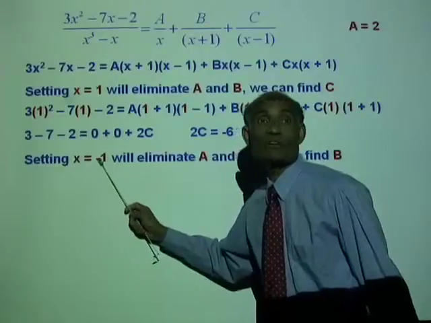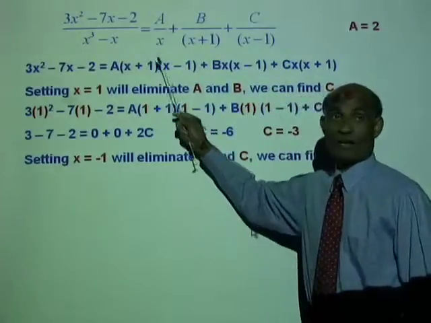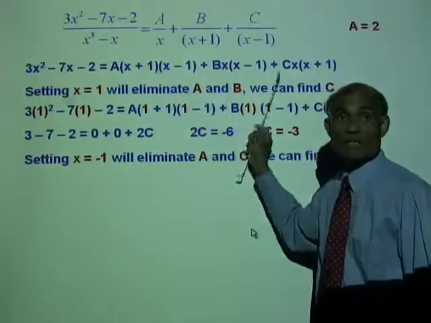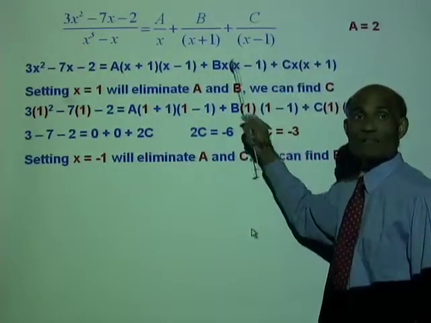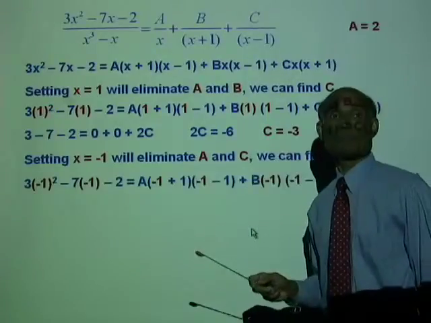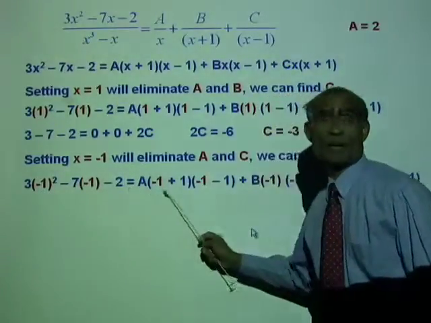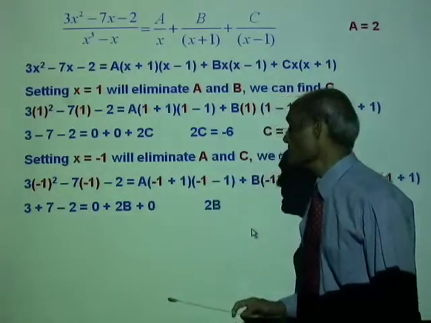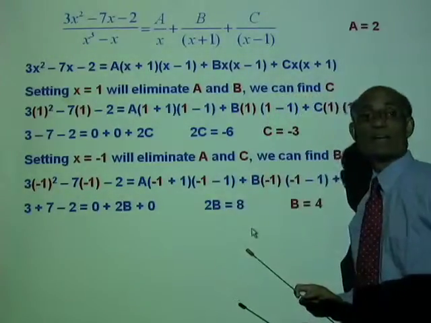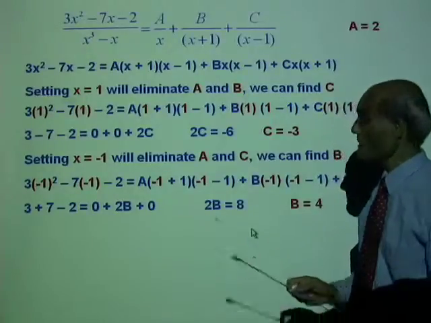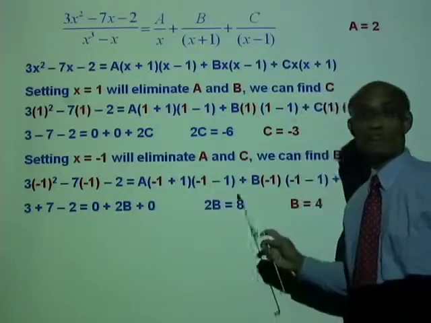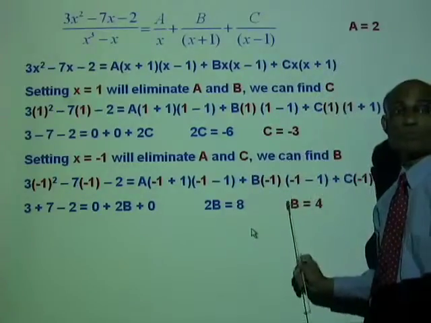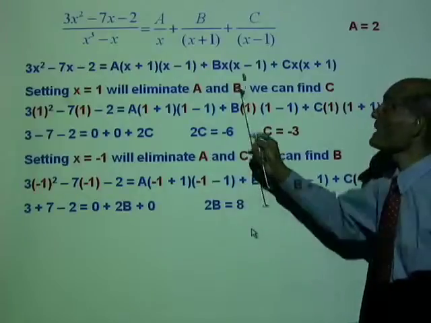Alright, let's set x equal to negative 1. Well, actually if you set x equal to negative 1, A will be eliminated, C also will be eliminated, we can find B. Alright, and that's what you have, and that will give you B equal to 4. Okay, that's not a big problem for you. Now you have the values of A equal to 2, B equal to 4, and C equal to negative 3.